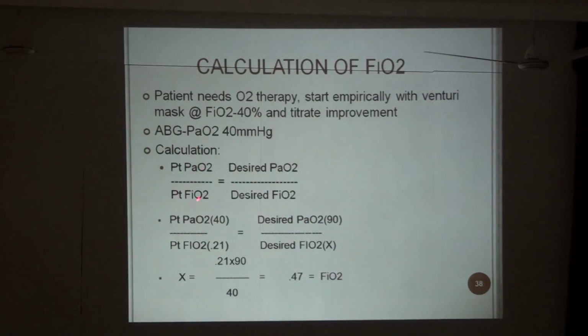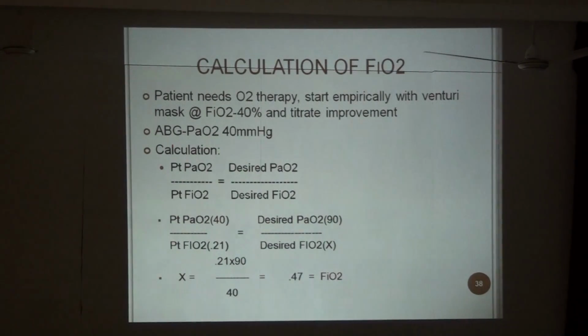Patient PaO2 divided by patient FiO2 equals desired PaO2 divided by desired FiO2. Patient PaO2 is 40, FiO2 in room air is 0.21. If you are already giving 40%, you add 0.4 here. I have given just room air. And desired PaO2 is about 90, because that is the critical level of PaO2 at which the mitochondrial PO2 is around 10 millimeters of mercury. So 90 is the target in most situations, and the desired FiO2 is X.